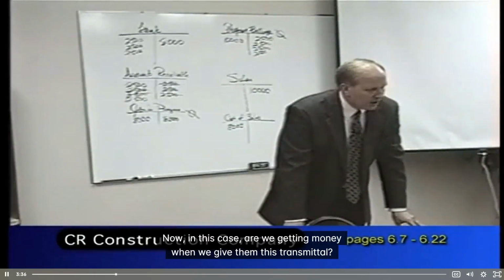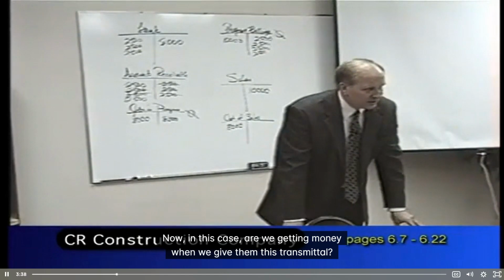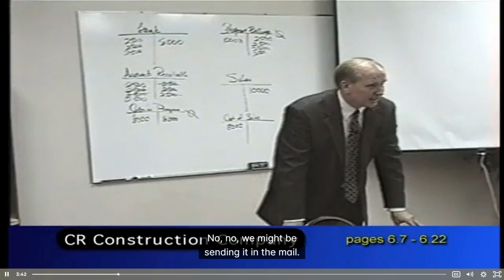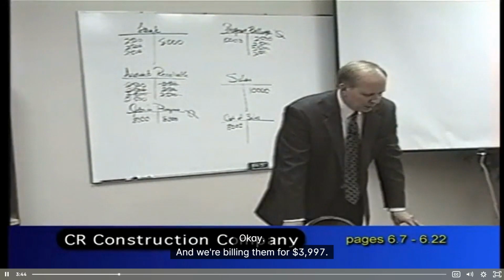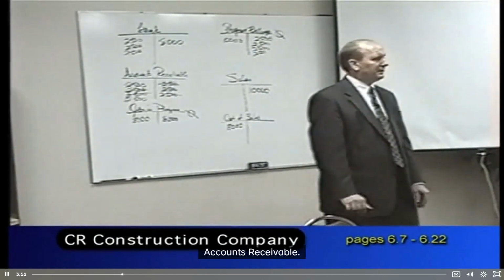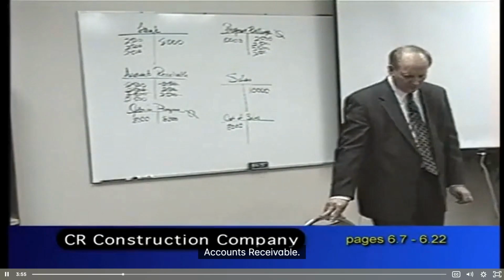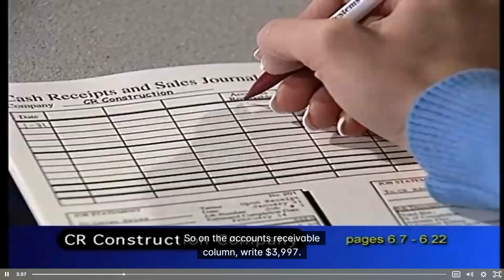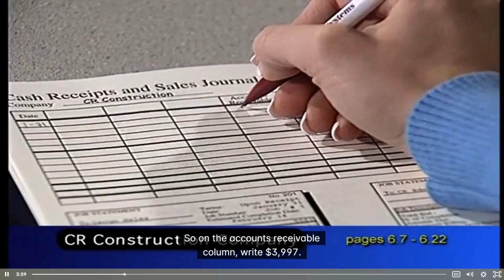Now, in this case, are we getting money when we give them this transmittal? No. We might be sending it in the mail, okay? And we're billing them for $3,997. So that's a debit to what account? Accounts receivable. So in the accounts receivable column, write $3,997.